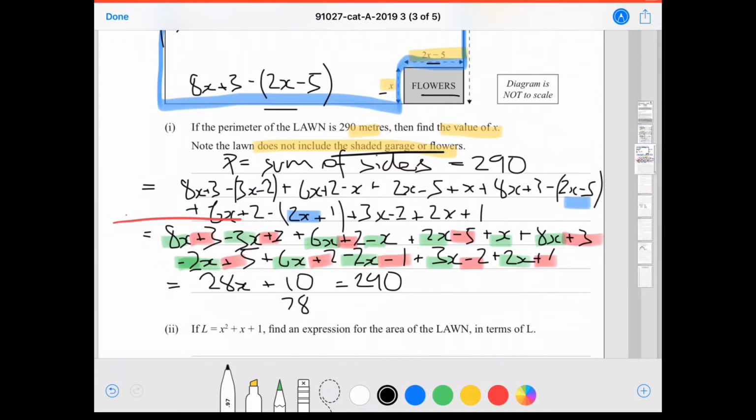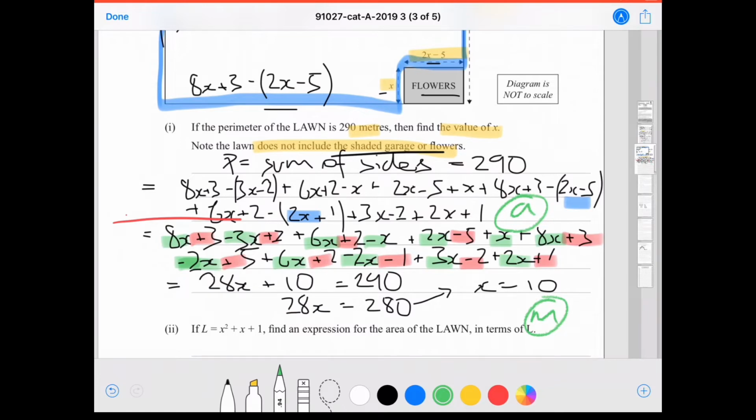And now all we have to do, we've got our linear equation, we can solve for x. 28x equals, let's move the 10 to the other side, 280. And this gives us x equals, divide by 28 on both sides, x equals 10. Okay, and believe it or not, guys, a fair amount of work, but x equals 10 gets you the merit. No excellence here, but merit. Getting an expression for the perimeter gets you the achieved, so up here.